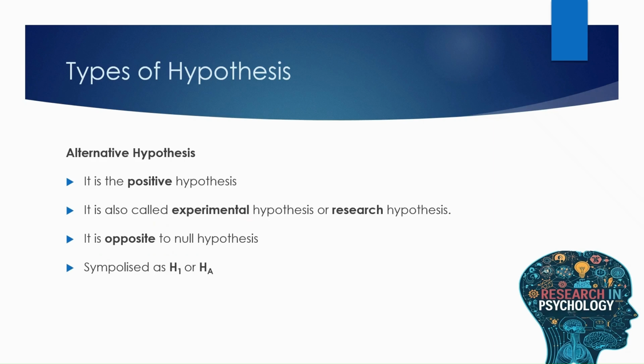Now let's see what is alternative hypothesis. Now this is positive hypothesis. If you remember, null hypothesis was negative hypothesis, right? Alternative hypothesis is a positive hypothesis. It is also called experimental hypothesis or research hypothesis. If you remember, null hypothesis was called what? Statistical hypothesis, right? Now, alternative hypothesis is opposite to null hypothesis. We'll see how. It is symbolized as H1 or HA. A stands for alternative.